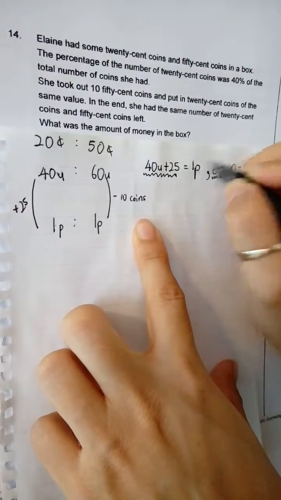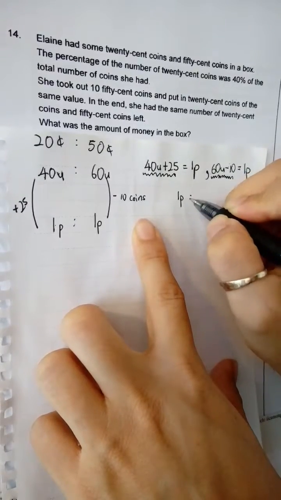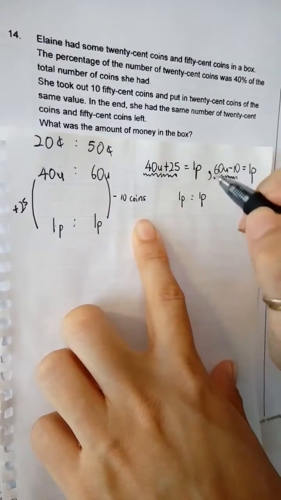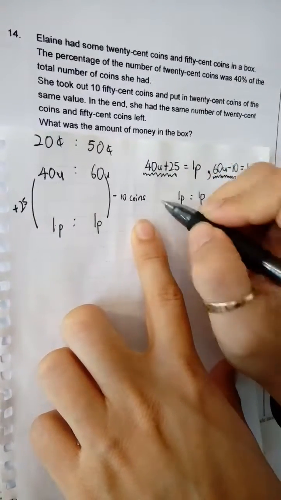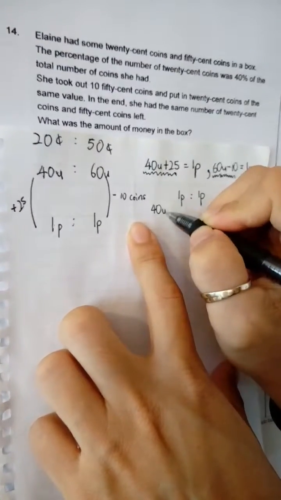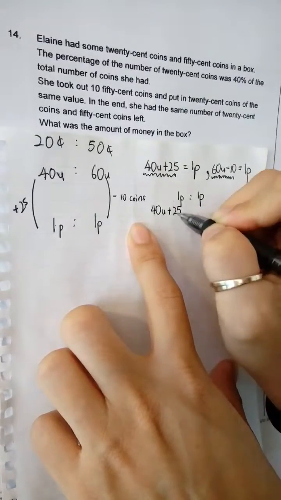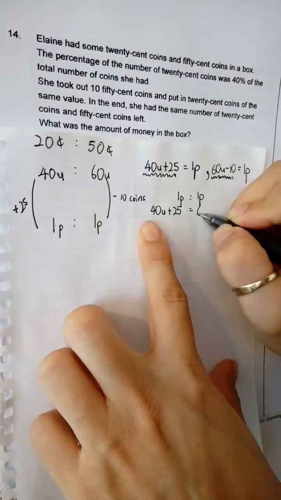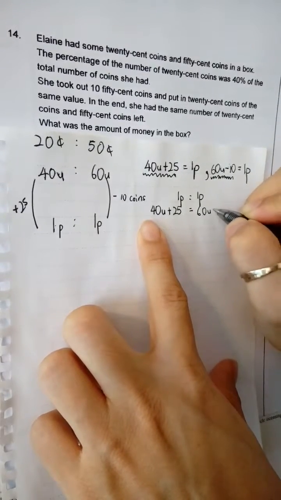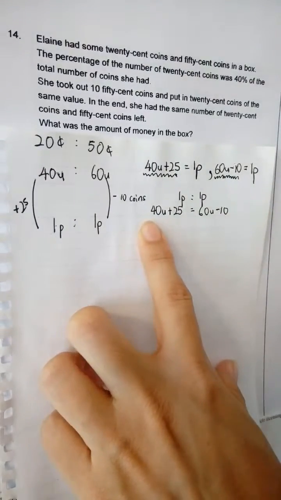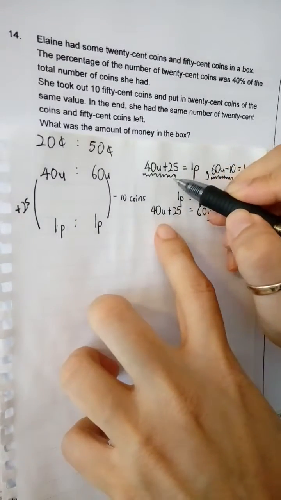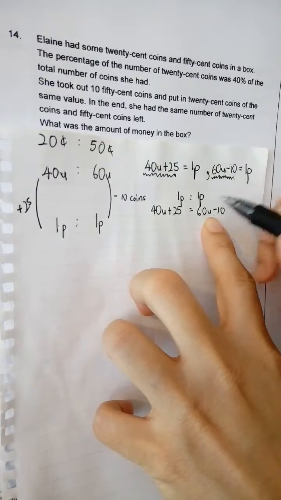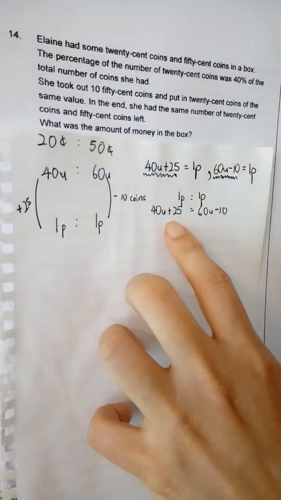Because 1P is 1P, right? 1P is the same as 1P. So since this is 1P, I'm going to just write it like that. I know, for some of you, if your school has already taught this, then you find it very easy. But there are some people who find it very difficult to understand. Do you get it? Because this is 1P, you set it equal to 1P. This is also 1P, right? Yeah. It means they are of the same value.